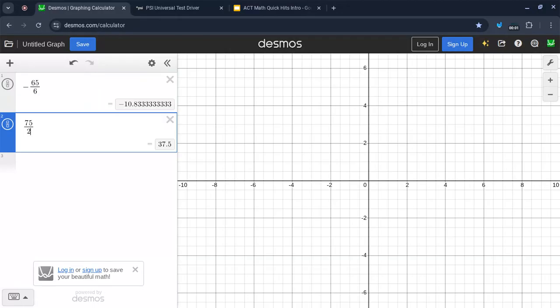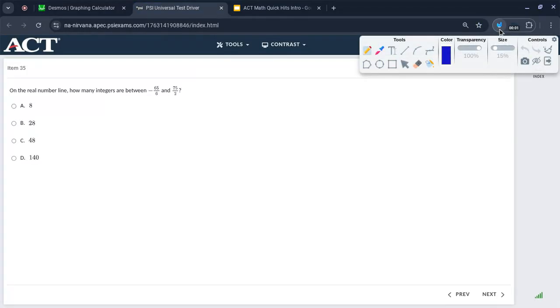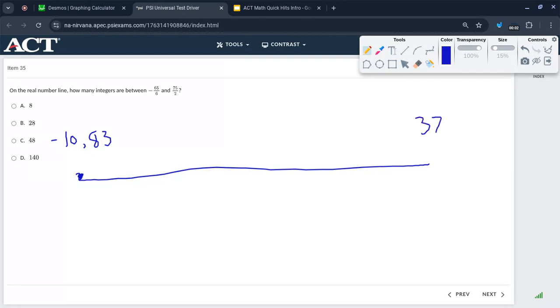All right, so here are these values. We want to know how many integers are in between. So we have to understand, well, what do we mean by an integer? Well, integer just means a whole number. So let's just visualize what we got going on here. We have negative 10.83 or something like that, right? So that's this piece right here. And then all the way up to 37.5, right? So that's the ending point here.